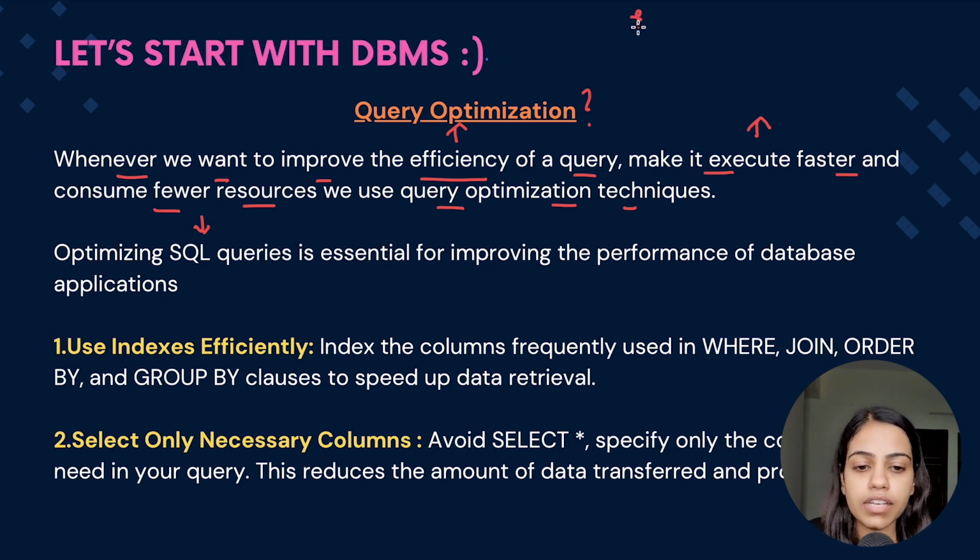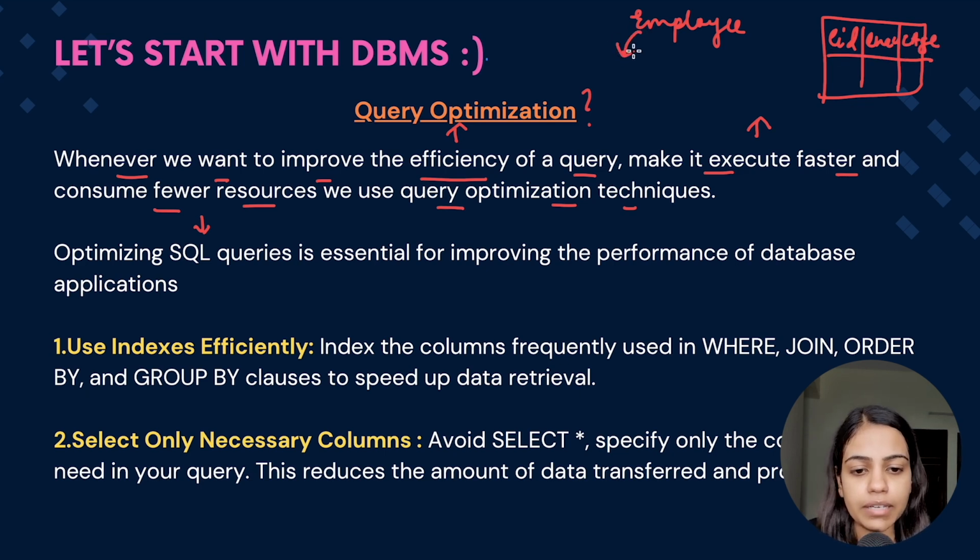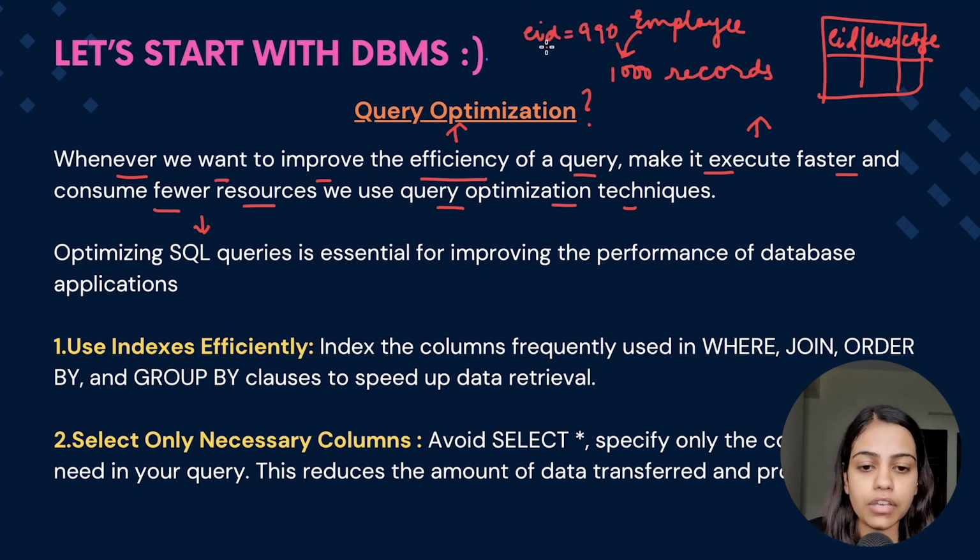So consider there is an employee table, and in that table we have some employee details such as employee ID, employee name, employee age, and much more fields. Now consider that this employee table has 1000 records, and in those 1000 records, I make a query: give me the details of the employee whose employee ID is 990. So it will do a search on the employee ID and see row by row, and wherever EID matches 990, it will return the entire result of that row.